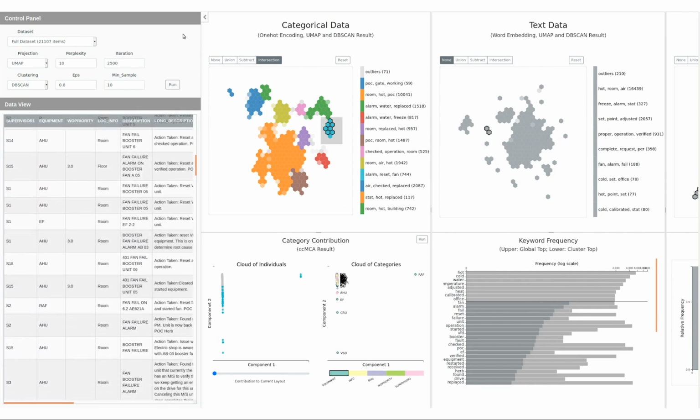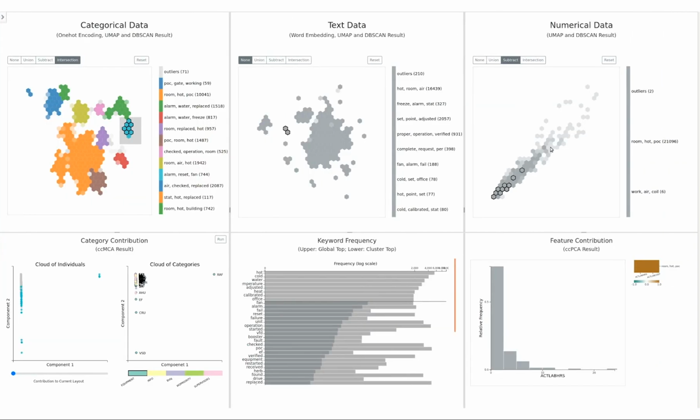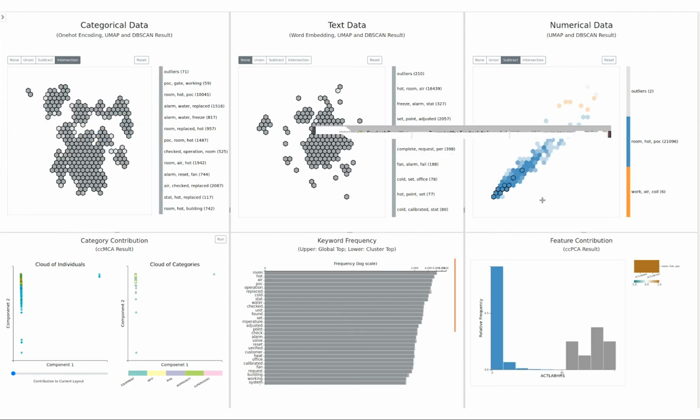Finally, let's check the numerical data panel. It appears that the labor cost for this problem is relatively low, so we can suggest having regular preventive maintenance done on this equipment.